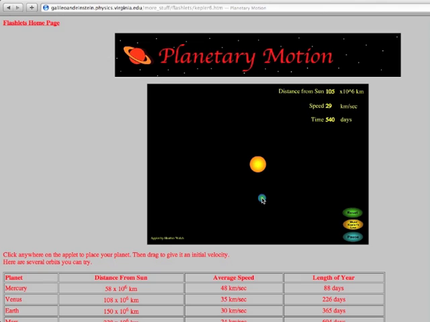Okay, so for this particular planet now, its distance from the sun is 104 times 10 to the 6 kilometers. We're going to give it a speed of 31 kilometers per second, and that's a year of 540 days. Okay, let's let it go and see what happens. Alright, so it's in orbit. Notice how it goes slower when it's farther from the sun and faster when it's closer to the sun. This is how all planets and moons move, and comets for that matter.